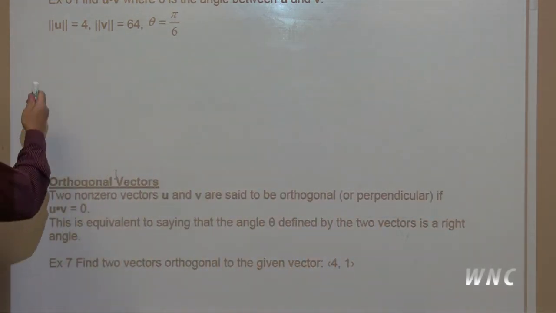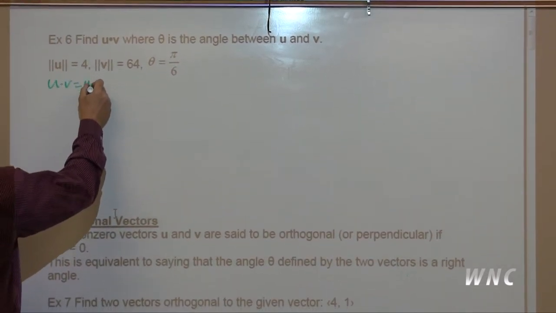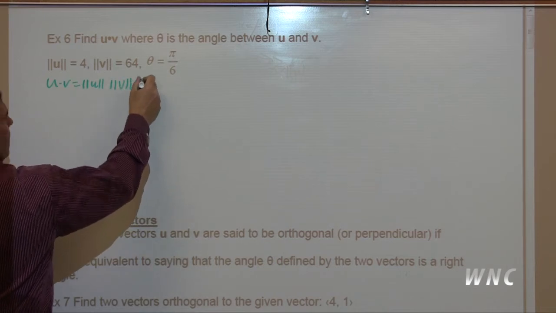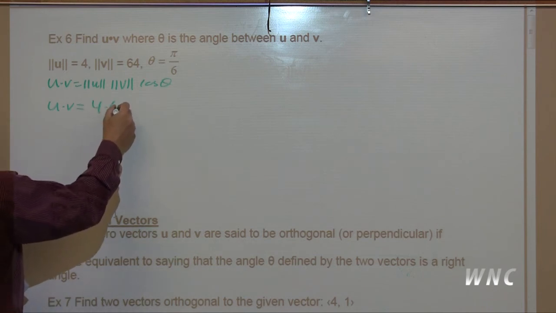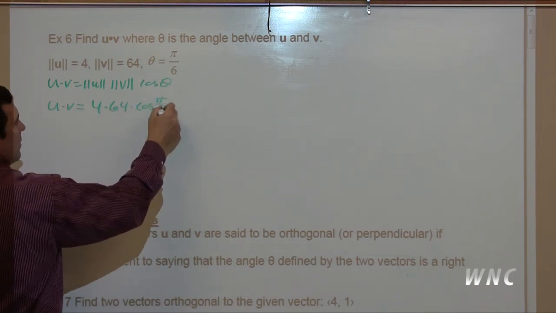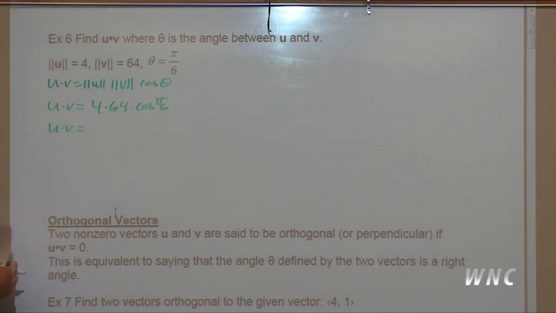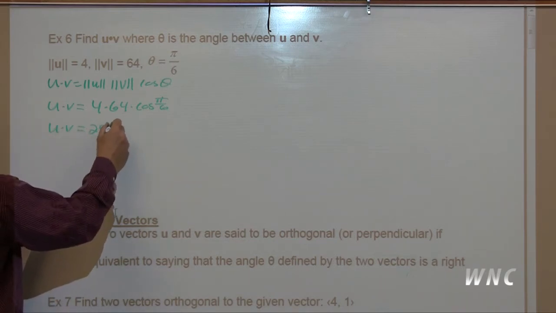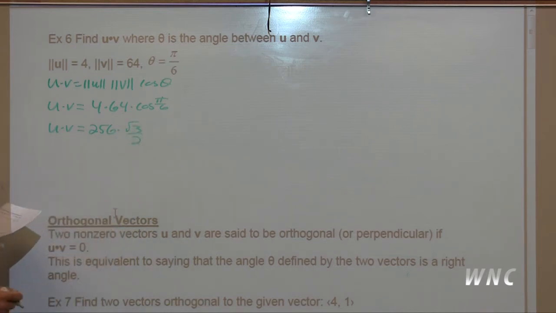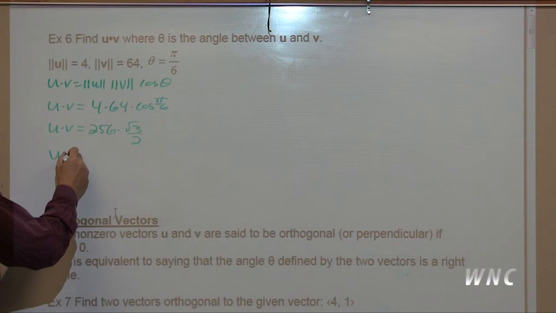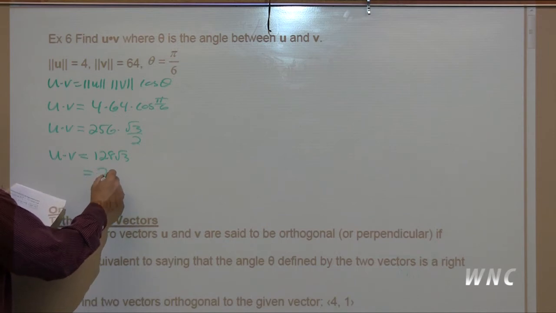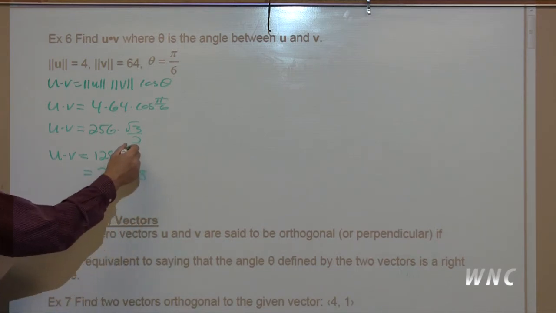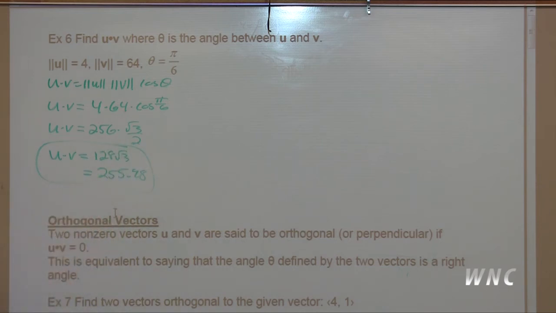Okay, so just recall, u dot v is the magnitude of u times the magnitude of v times cosine theta. So u dot v is what we're trying to find. It's going to be 4 times 64 times cosine of pi over 6. So u dot v is going to be 256 times the square root of 3 over 2. U dot v is going to be 128 times the square root of 3, which is 255.98. That one's a lot easier than the last one.